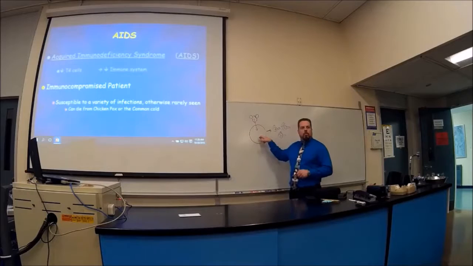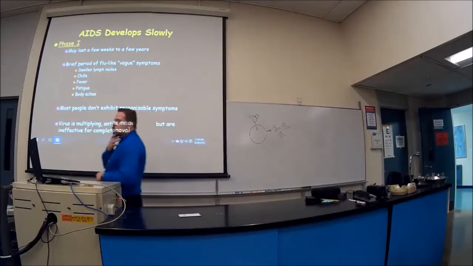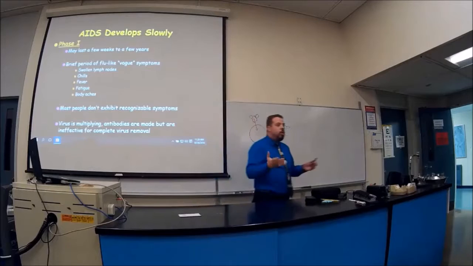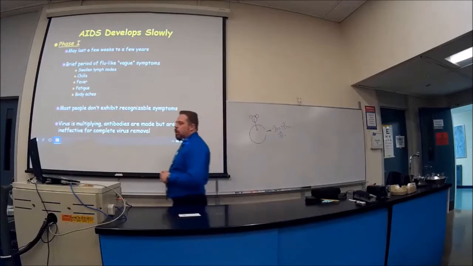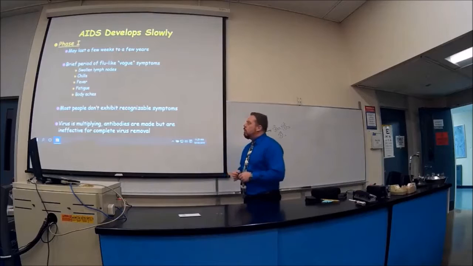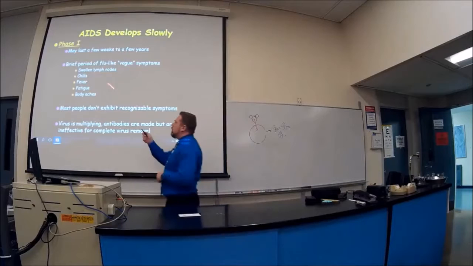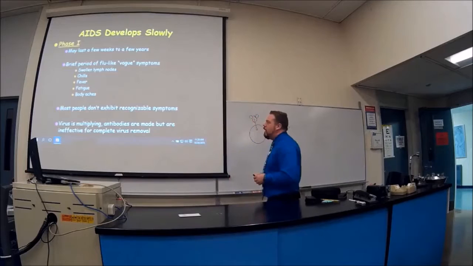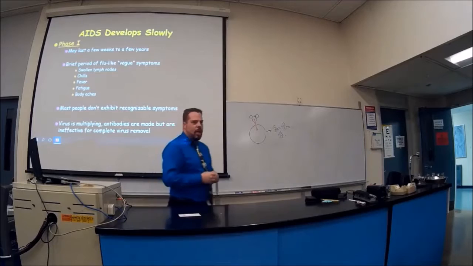So, AIDS develops slowly. You have phase one. It may last a few weeks to a few years. It's different for each person and the variant of the HIV. It may start off as a brief period of just flu-like vague symptoms, all right? Swollen lymph nodes, chills, fevers, fatigue, body aches. It's almost like you're taking A and P and that's how you're feeling, right? It's that vague kind of thing that's happening. And most people don't exhibit recognizable symptoms. They don't realize that that's what's happening with them. They have a runny nose or something like that.